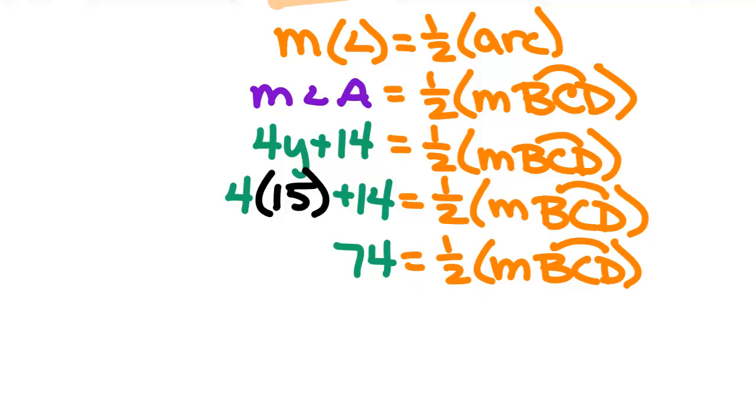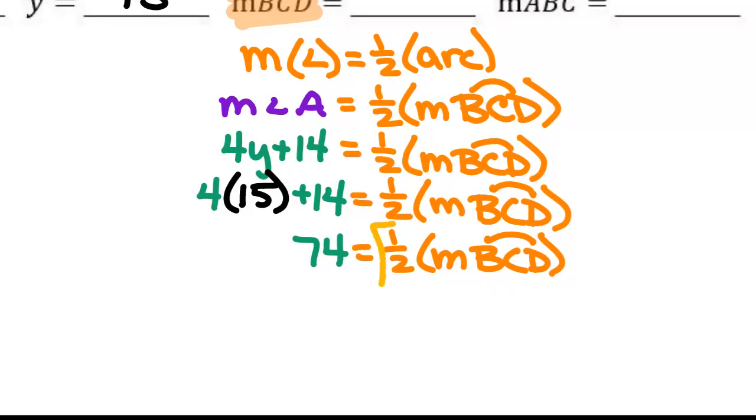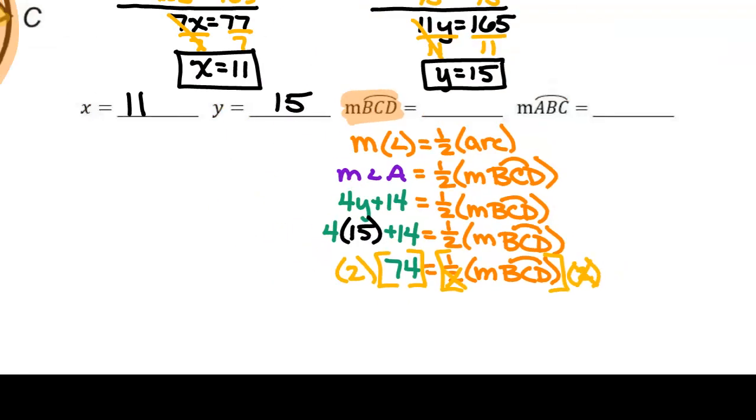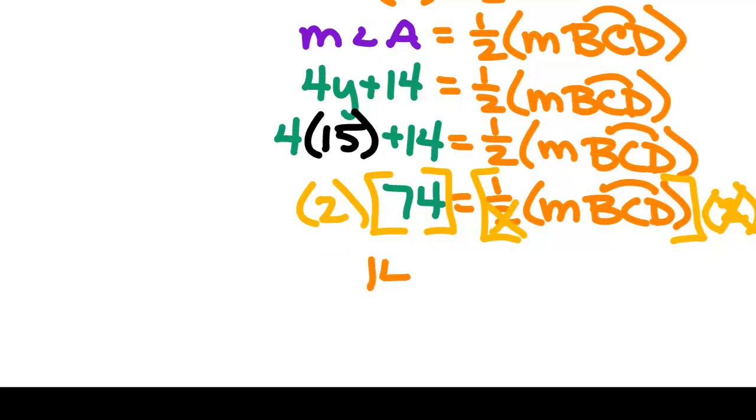Now what do I need to do? Times it by 2. We multiply by our denominator, which is 2. Do it on the left, do it on the right. The 2 in my denominator cancels out with the 2 on the right side, so I don't have a fraction and I don't have a 2 on the right side anymore. I do have 2 times 74 here. What is 2 times 74? 148. So 148 degrees for the measurement of arc BCD.